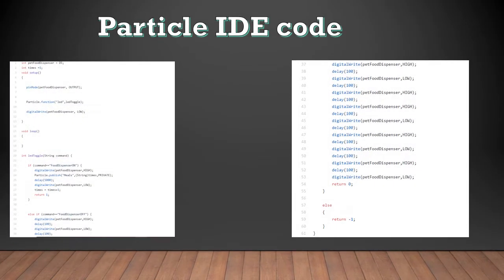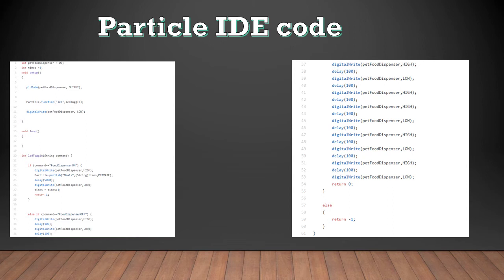This is Particle IDE code. This is for my Argon. Int pet food dispenser is connected at D5. That's basically my LED. And then I created a variable int times is equal to 1. And then setup: pinMode food dispenser output, Particle.function LED toggle. Digital write, I'll set pet food dispenser to low.